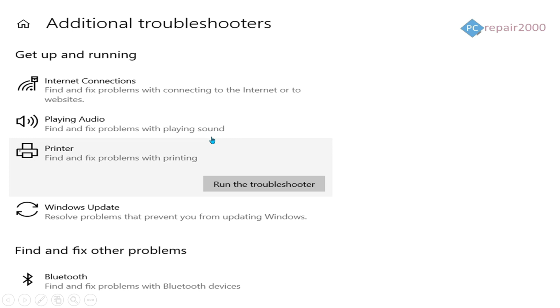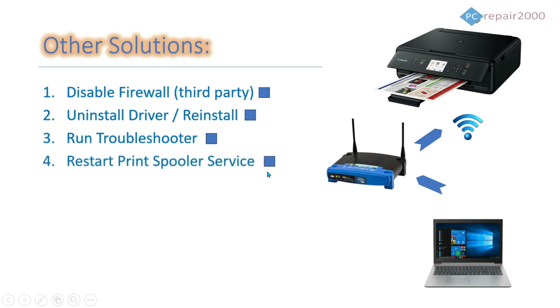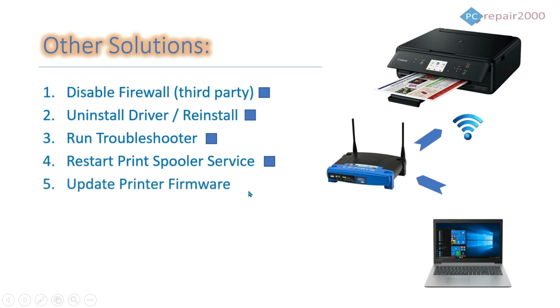Try to run the troubleshooter: select additional troubleshooters, and under printer run the troubleshooter and follow the prompts. Restart the print spooler service, which is responsible for printing. Under the search bar, type services, select print spooler, and then try to stop the service by clicking on stop, and then click on start to restart the actual service.